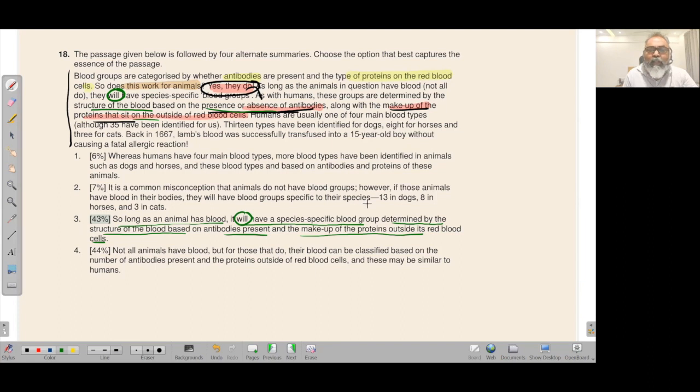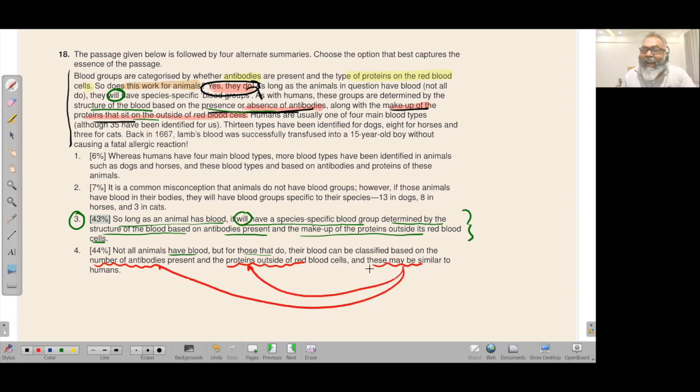This is perfect. There is factually nothing wrong here. This makes a lot of sense. Now you look at answer choice number 4. Not all animals have blood. Okay, but for those too, their blood can be classified based on the number of antibodies present and proteins outside the red blood cells. And these may be similar to humans. I think the proteins are similar to humans. Antibodies are similar to humans.